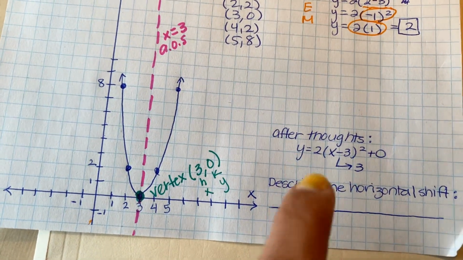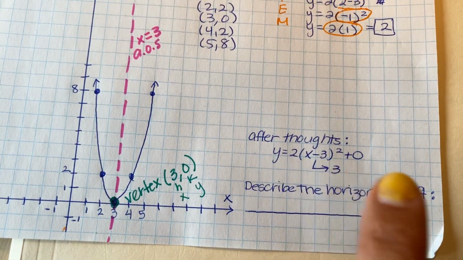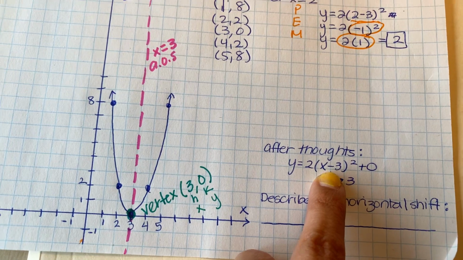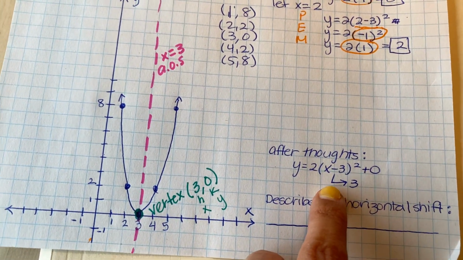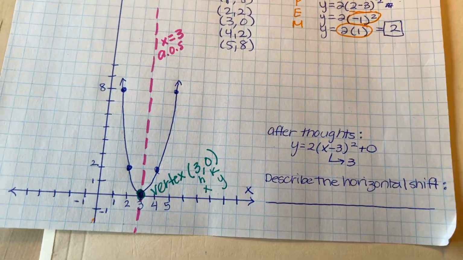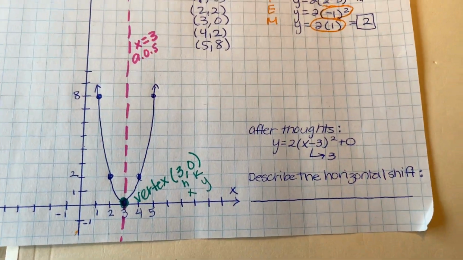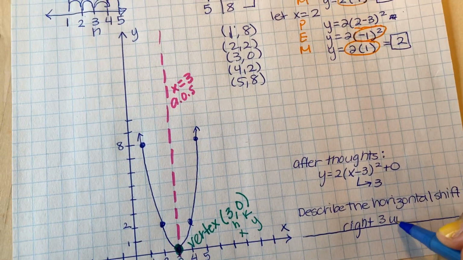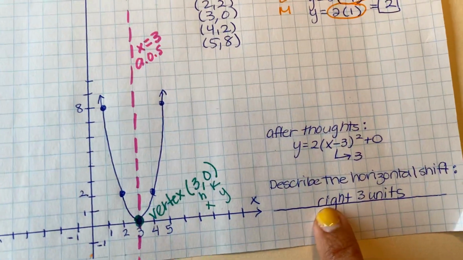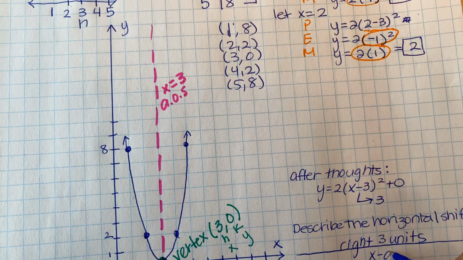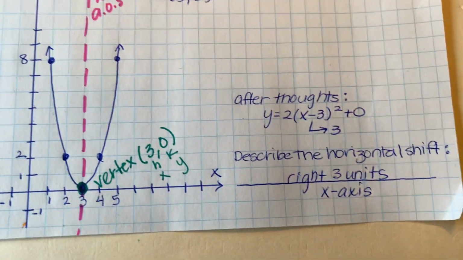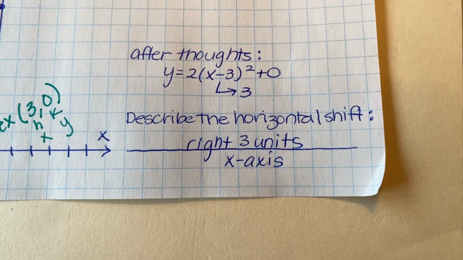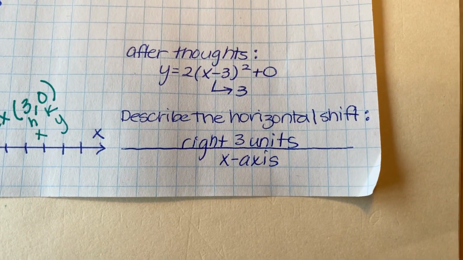Okay, afterthoughts. This was our quadratic, y equals quantity x minus 3 squared plus 0. If you see a negative, remember, you go opposite h. So it's not negative 3, it is positive 3. So I'm going to make a right horizontal shift. Describe your horizontal shift: right 3 units. And remember, right is your x, it's on the x-axis, not the y-axis. The k will be the y, and it follows the same rules here, except you don't go opposite.